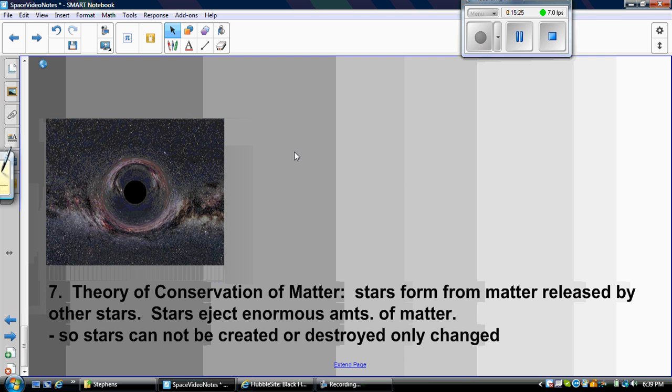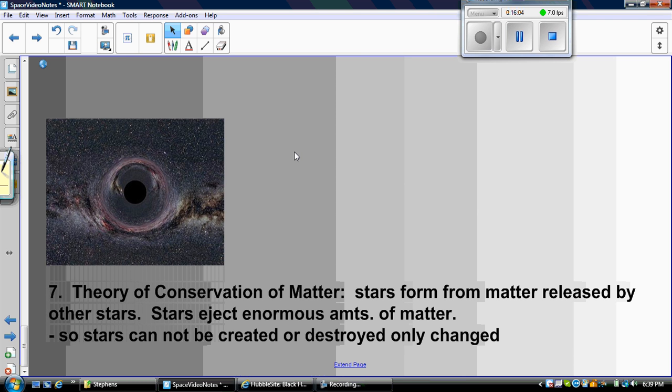Okay, so the last thing we're going to talk about, of course, is the theory of conservation of matter. So stars form from matter released by other stars. So when stars are dying and they turn into those red giants, they're releasing all their outer layers of the star. So all that matter is getting released into space. So stars eject enormous amounts of matter. And that enormous amount of matter collects and forms nebulas, which then in turn creates new stars and planets. So matter cannot be created or destroyed. We can only change the matter.